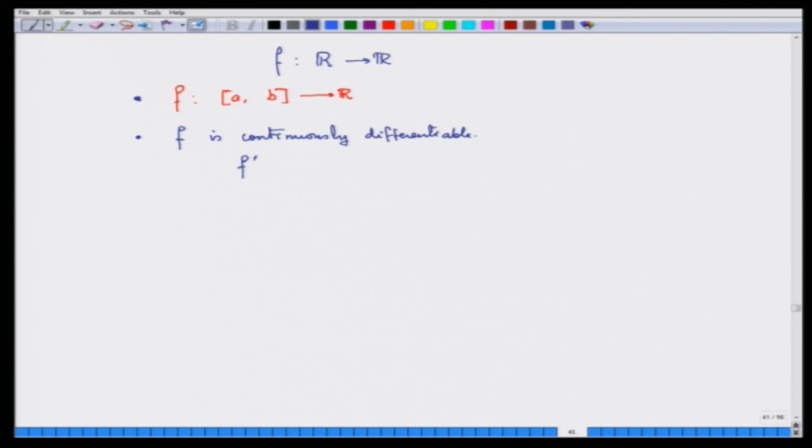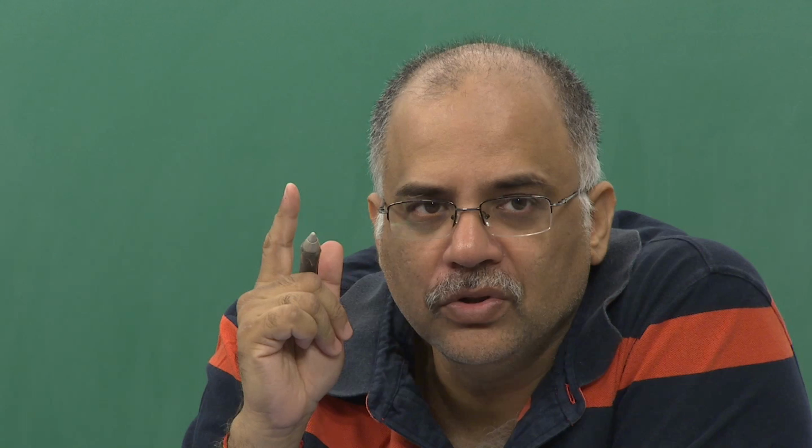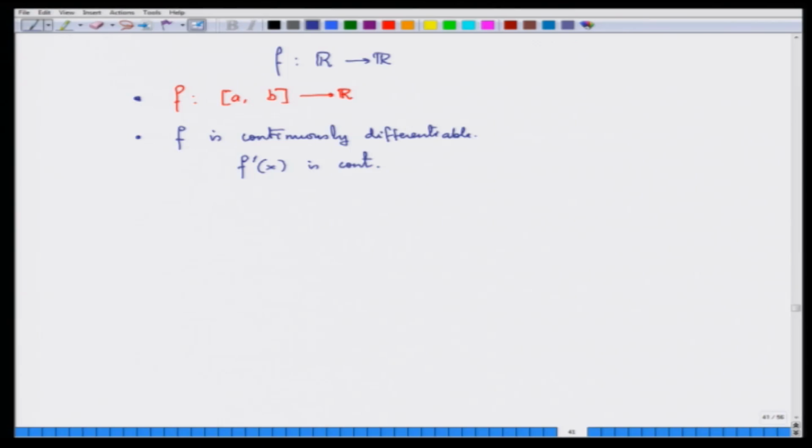So, f dash x is continuous. Now, the interesting feature is the following. Suppose I take the closed interval a b, and I say that f dash x is continuous, meaning it is continuous on the closed interval a b. So I cannot say just continuous on the open interval a b. Of course, it is continuous on the open interval a b if you say continuously differentiable.